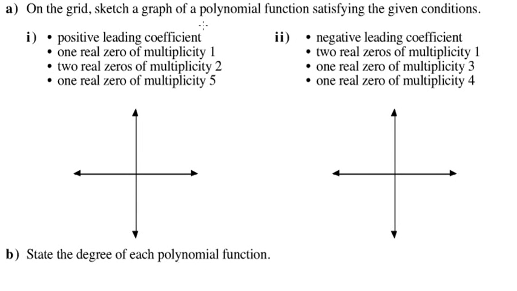Get the graph of polynomial functions satisfying the given conditions. Okay, they say we have one root of multiplicity 1. We have two roots of multiplicity 2. That's a grand total of 4 roots. Then we have one root of multiplicity 5. That's 5 more roots. So we have a grand total of 10 roots here.